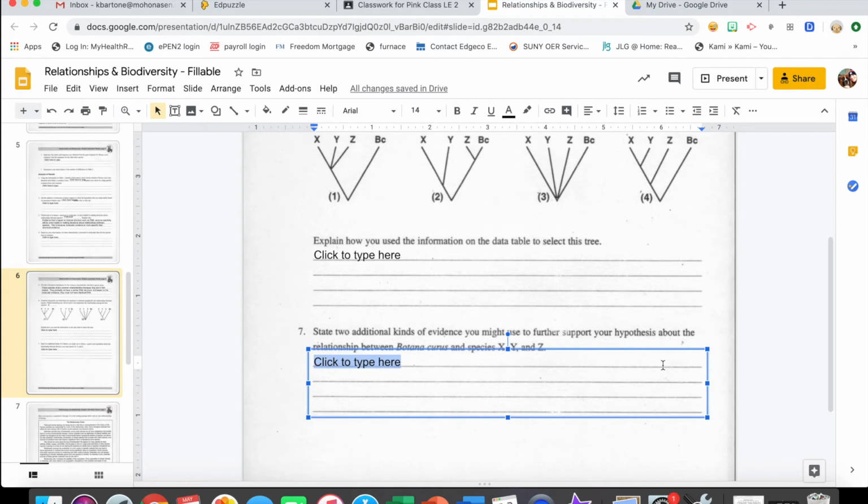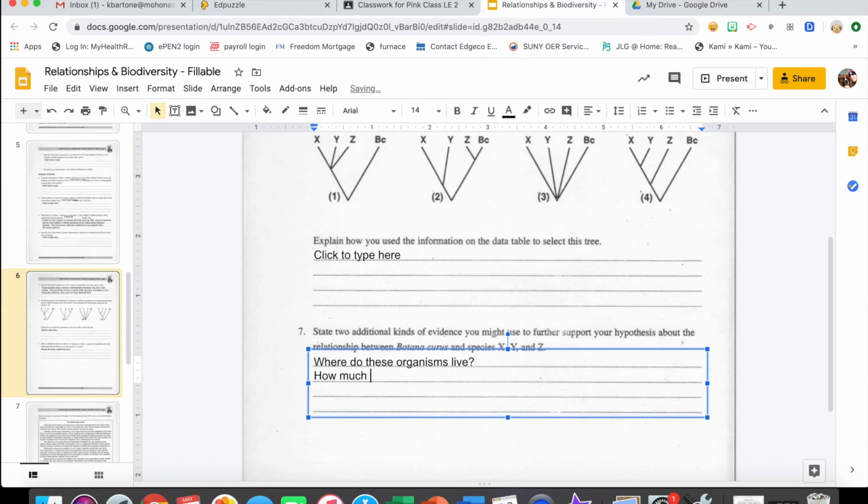So we already said that we looked at 7 different things. We looked at 3 different types of structural characteristics. We also looked at 4 different types of molecular evidence. So the other thing that I always have kids do is think about maybe where do these organisms live? What else could you think about? This says 2 additional types of evidence. So where do these organisms live?